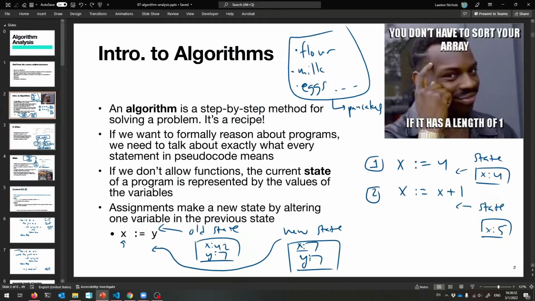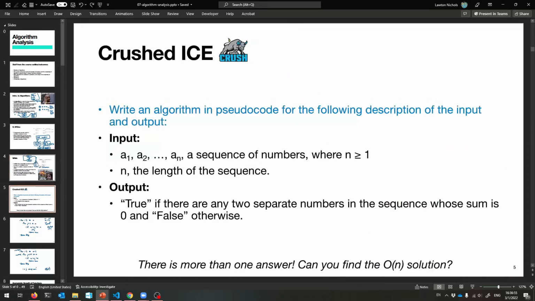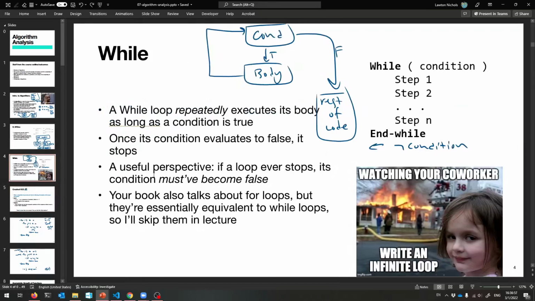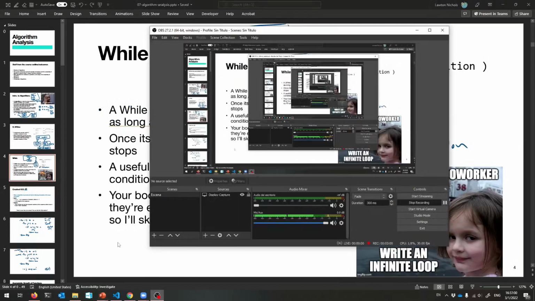So we just talked about what it means to execute statements. We're trying to mathematically specify how our programs are going to work. Let me check our time, see how we're doing.